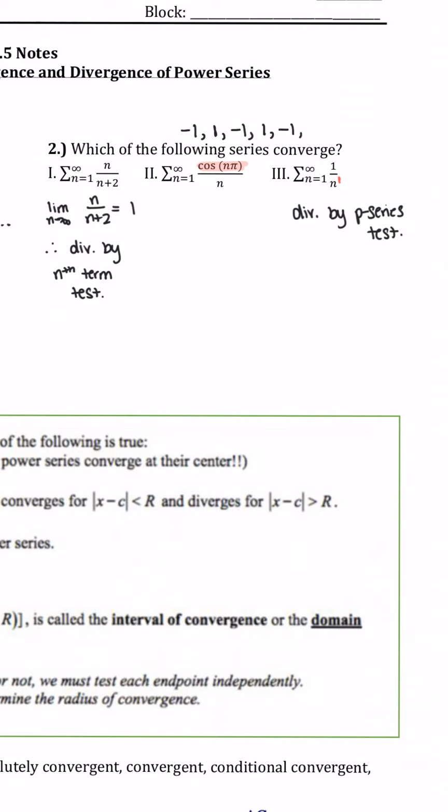5 pi is -1, 6 pi is 1. You see the pattern. It's going to be alternating between -1 and 1. So I'm going to rewrite this series. It is equal to the sum from n equals 1 to infinity of -1 raised to the n. Since I'm starting with n equals 1, it started out with a negative, so I need to make sure that I start with a negative, and n would do that.